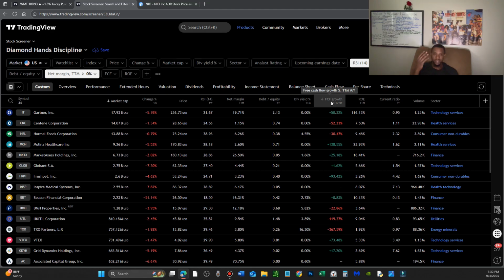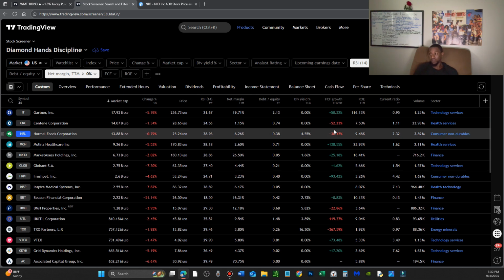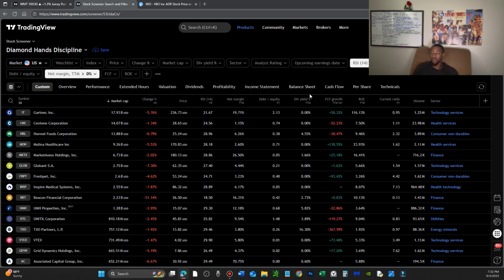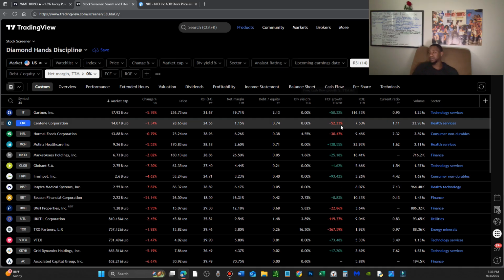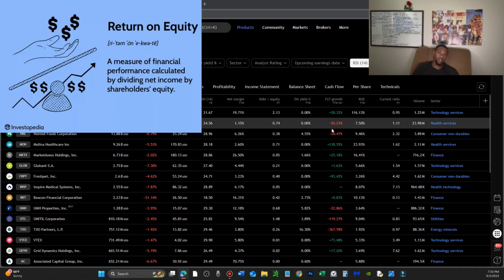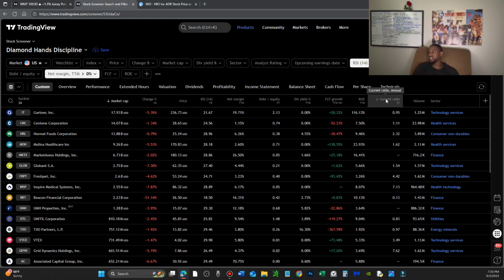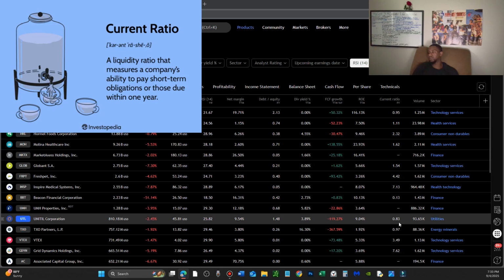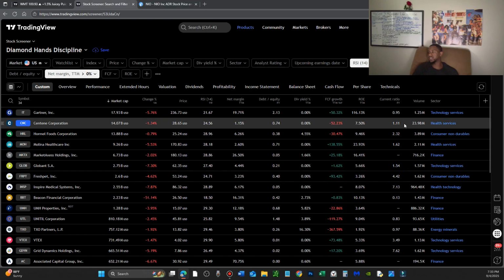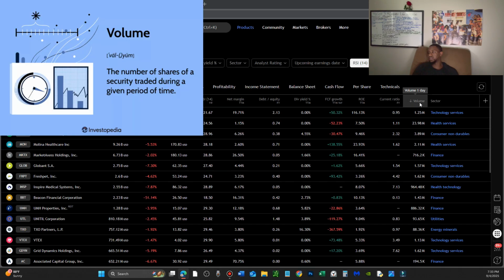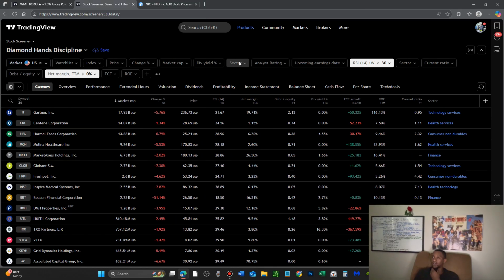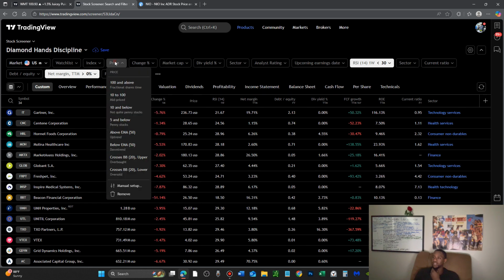But even if it's negative, it doesn't mean it's a bad investment because it could be profitable in the next month after this. So if they're going to be profitable, it's still a wise investment. Just because their free cash flow is negative doesn't mean the whole company is negative. Return on equity is great, current ratio is good to let you know if they can pay off their debts and all their liabilities. And volume is important. You got a lot more things you can put on here.